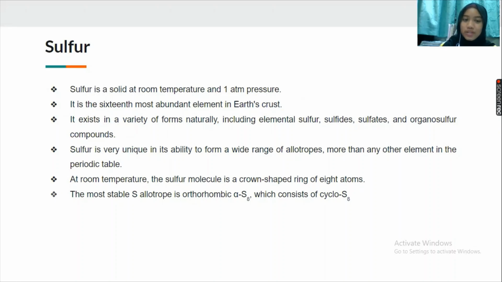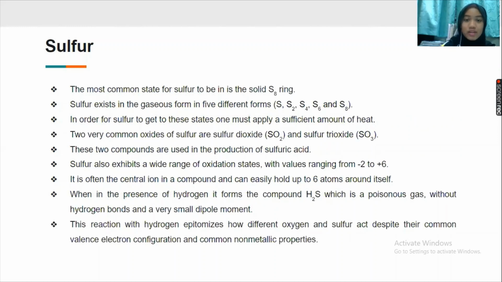Sulfur is very unique in its ability to form a wide range of allotropes, more than any other element in the periodic table. At room temperature, the sulfur molecule is a crown-shaped ring of 8 atoms. The most stable sulfur allotrope is orthorhombic alpha octasulfur, which consists of cyclooctasulfur. The most common state for sulfur to be in is the solid octasulfur ring.